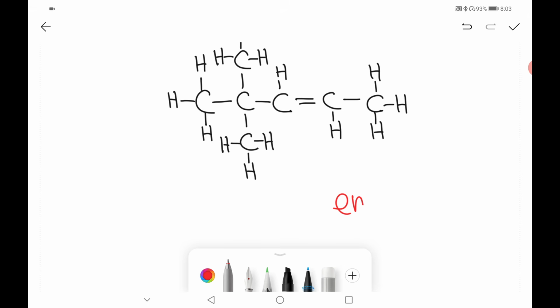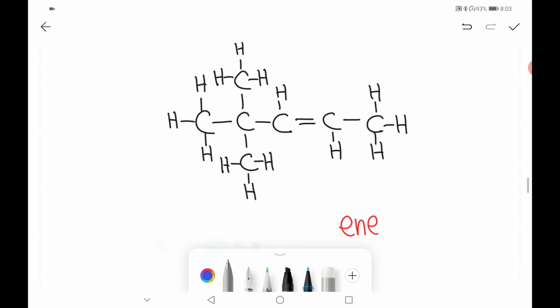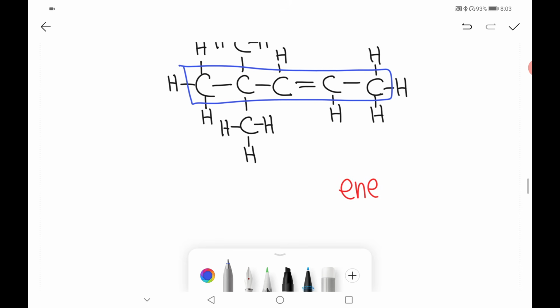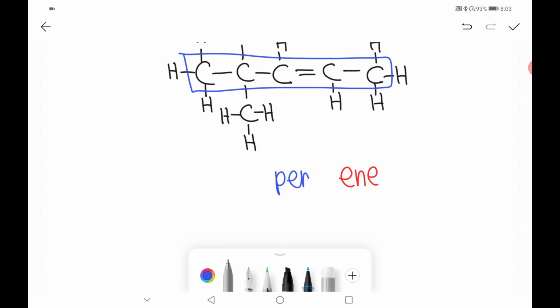So we let the name finish off with ene. Then we need to find the longest and continuous carbon backbone, which is here. So the longest backbone has 5. So 5 carbon is called pent. So this is pentene. Okay, all right. So put a space for the double bond.